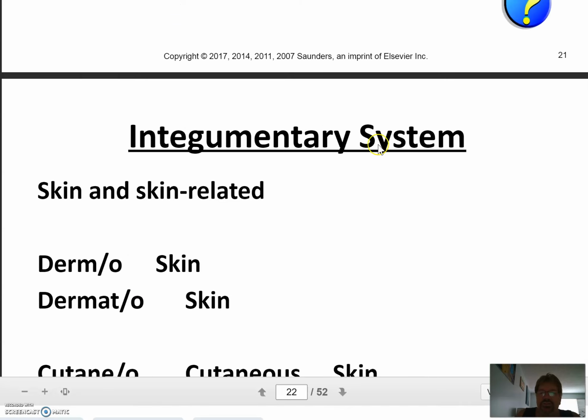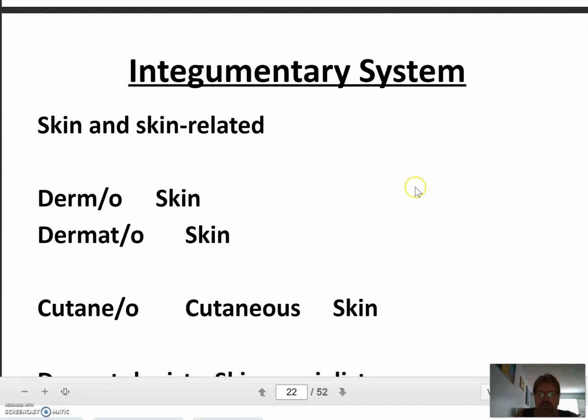Okay, there are several systems in the body. We're going to study them all. You guys will be studying them in A and P. But the integumentary system is the first system of the body we study. It only has one organ, and that is the skin. But the skin is very important, and it's the largest organ in the body.